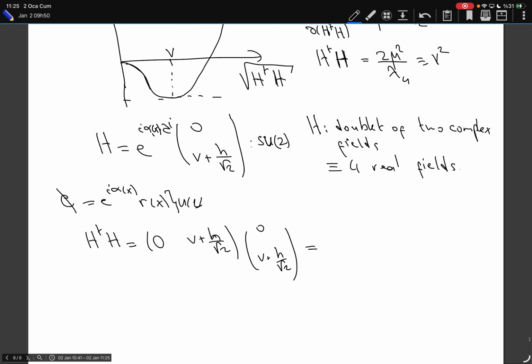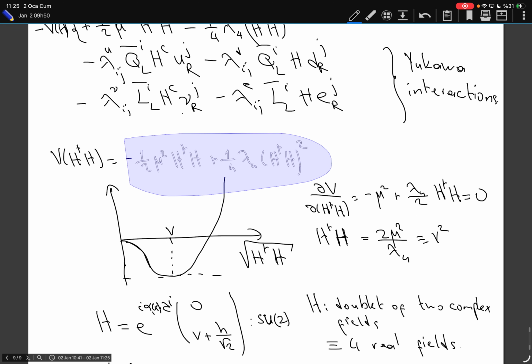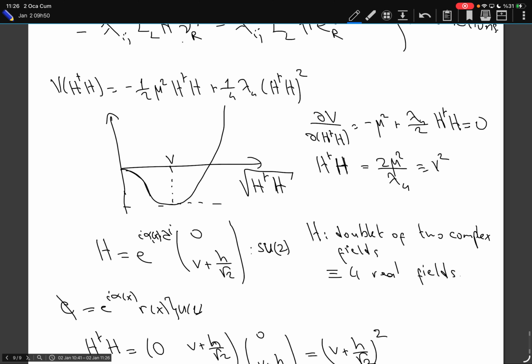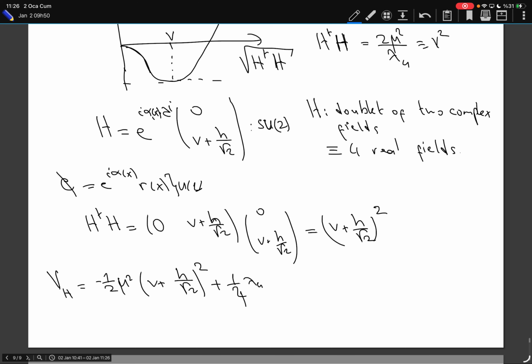This is equal to (V plus H) over square root of 2, squared. Now, what is my Higgs potential? Minus 1 over 2 mu squared (V plus H over square root of 2) squared, plus 1 over 2 times lambda over 4, times (V plus H over square root of 2) to the power of 4. I'm just writing my Higgs potential now.